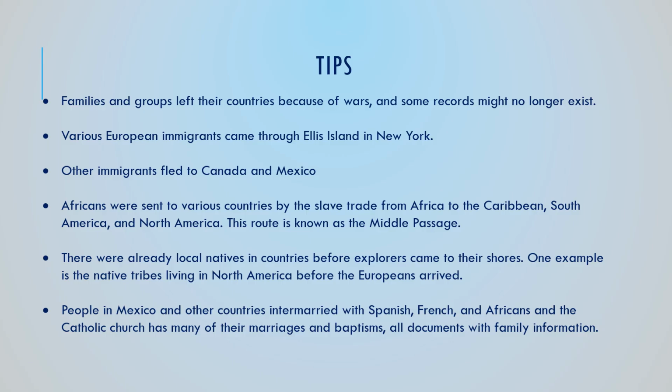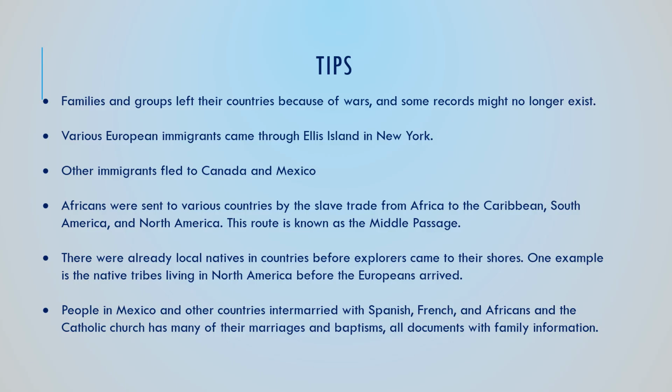Families and groups left their countries because of wars, and some records might no longer exist. Various European immigrants came through Ellis Island in New York. Other immigrants fled to Canada and Mexico. Africans were sent to various countries by the slave trade from Africa to the Caribbean, South America, and North America. This route is known as the Middle Passage.